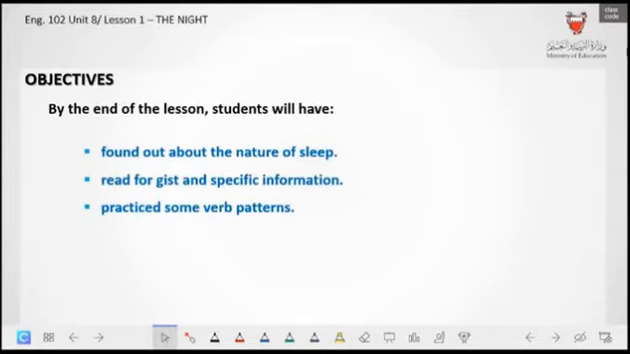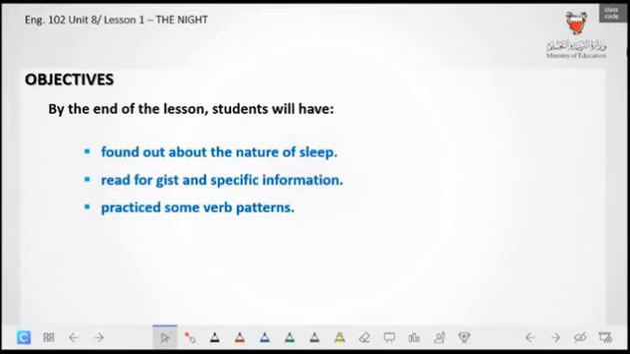By the end of the lesson, students will have found out about the nature of sleep, and we've seen that we have two types of sleep. We have REM, standing for rapid eye movement, and we have SWS, which stands for slow wave sleep. And we said that dreaming happens during rapid eye movement, about 20% of our sleep. You can see that the eye moves very quickly during this time because you are dreaming. So we've found out interesting information regarding sleep.